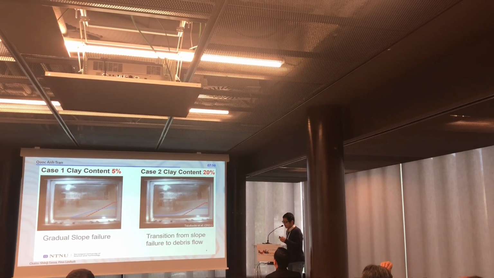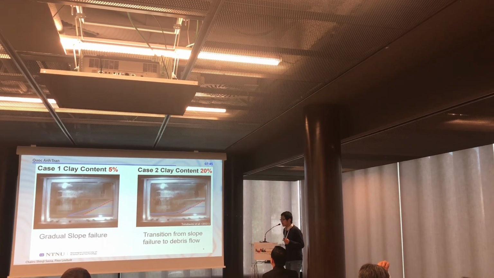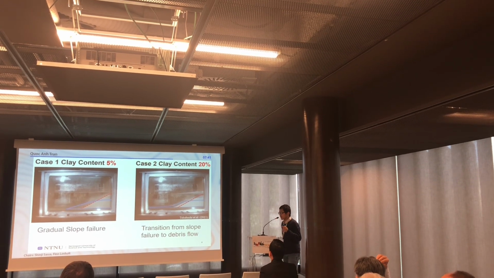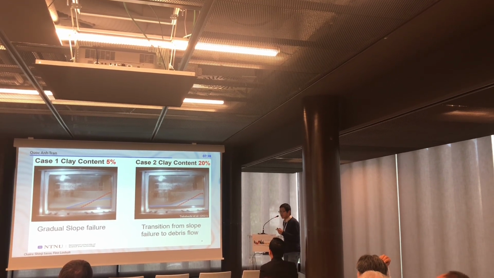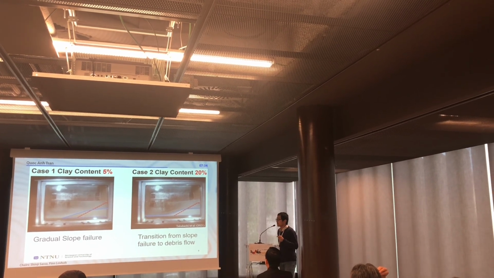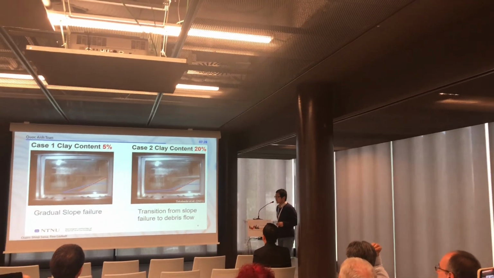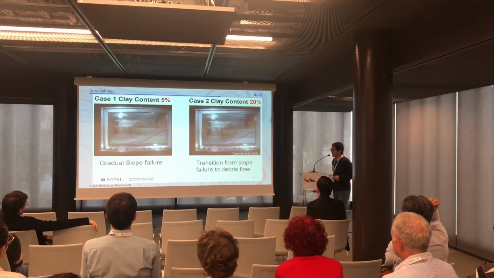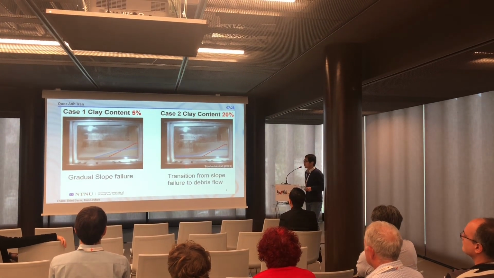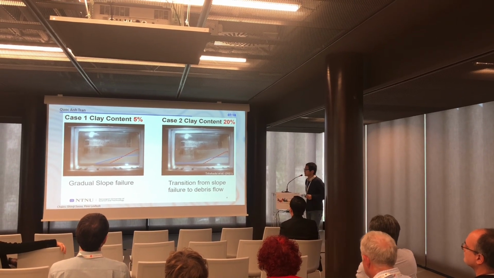For example, the soil in case 1, with 5% clay content, has higher permeability than the soil in case 2, with 20% clay content. And what we see here is that in case 1, we observe a gradual slope failure from the red line to the blue line. On the other hand, in case number 2, there was a transition from the slope failure to gravity debris flows.